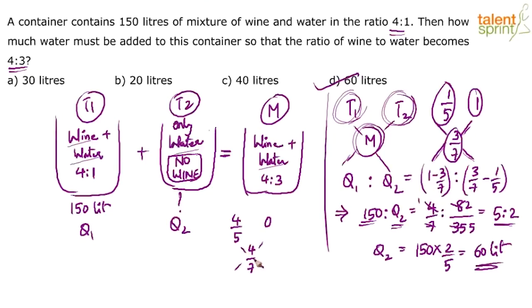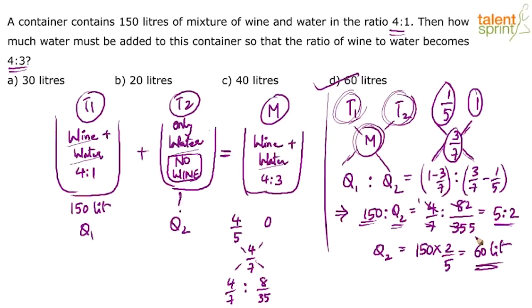Again, take the cross difference. Ratio would remain the same. 0 difference 4/7 is 4/7. See, that's what you had got here, right? 4/7. And 4/5 minus 4/7, when you do the calculation, you end up getting 8/35. So 4/7 is to 8/35. Again, on further simplification, you get 5/2.